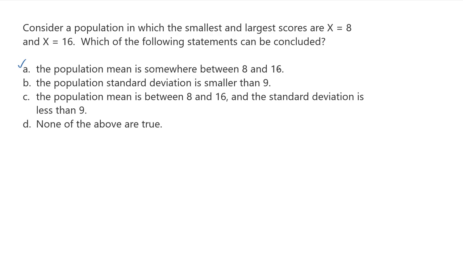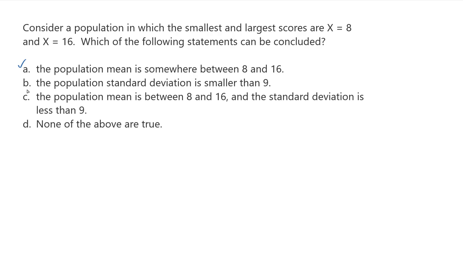Think about it this way: if you have a group of people where the youngest person is 8 and the oldest person is 16, the average age is going to be somewhere between 8 and 16. The average age can't be more than the oldest person. It can't be less than the youngest person. So of course, the mean will fall somewhere between the lowest and the highest values.